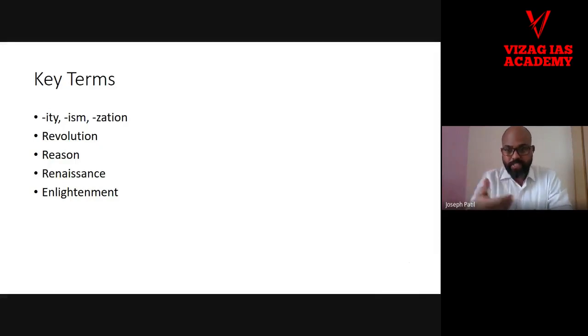In your social science disciplines, in actually any academic field, there are a couple of suffixes that are generally used. One of them is ity, one of them is ism, one of them is zation. These are very typical suffixes that will come again and again. It is important for you to distinguish these suffixes because these are words that you'll regularly hear. And if you can't make a distinction between the two, your clarity is fudged.